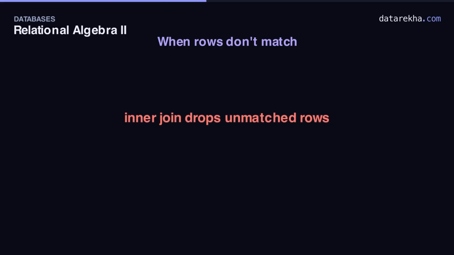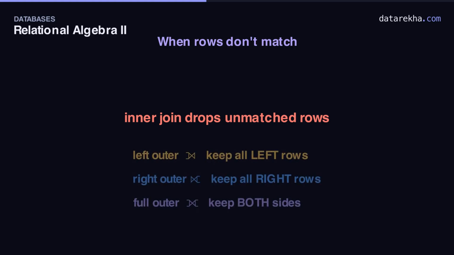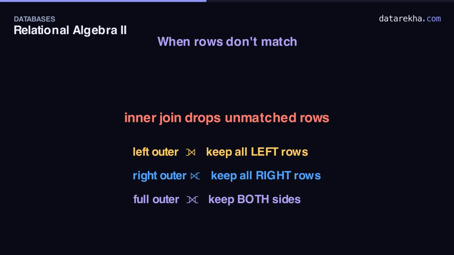The natural join threw Kiran away because Kiran's department had no building. That silent dropping of rows is called an inner join. And sometimes it loses data you wanted to keep. Outer joins fix that. They keep the lonely, unmatched rows anyway and fill the missing side with null, the marker for unknown. Left outer keeps every left row, right outer, every right row. Full outer keeps both sides.